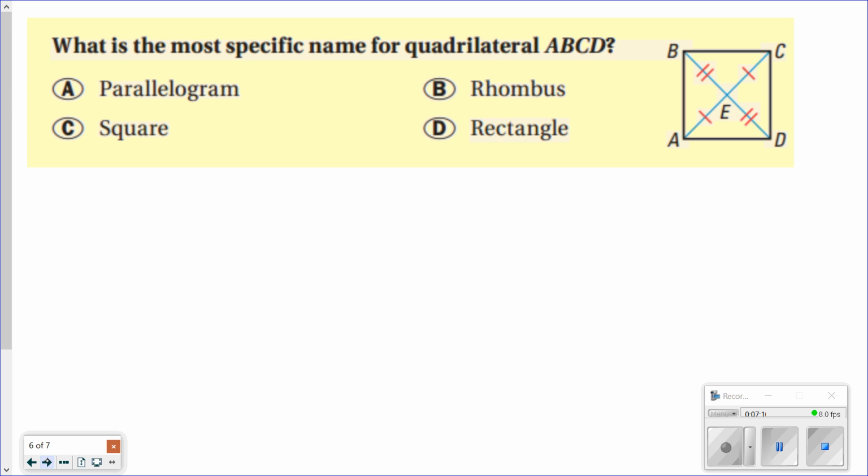What is the most specific name for the quadrilateral ABCD? Is it a parallelogram, a rhombus, a square, or a rectangle? The correct answer here is parallelogram. Why? If we look at what's given, we do see that our diagonals bisect each other, which is the definition of a parallelogram. However, that's all that we know. So we don't know anything about the sides or the angles here. So since that's the only information given, we can only prove that it's a parallelogram.